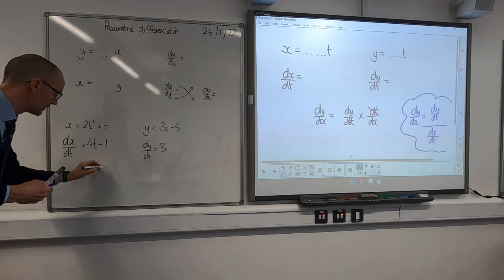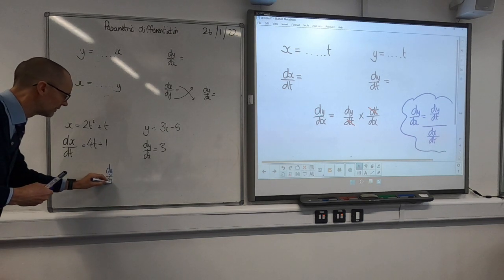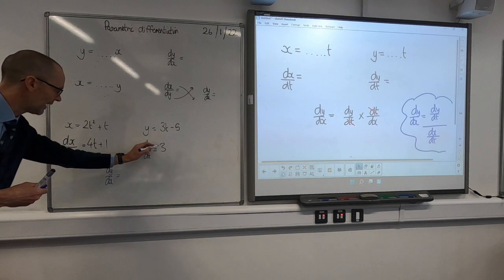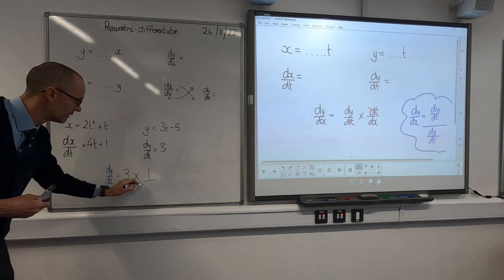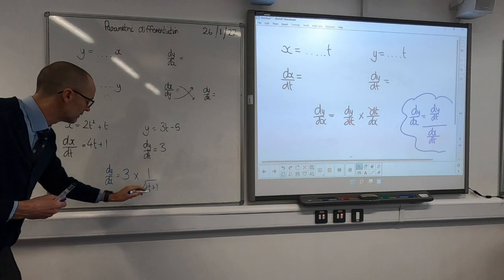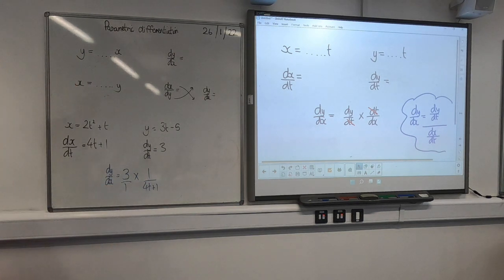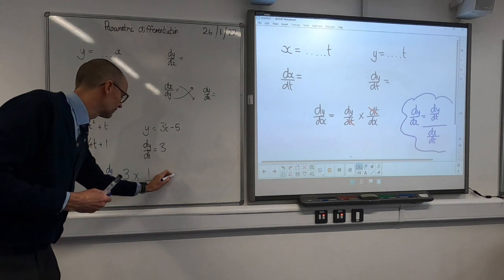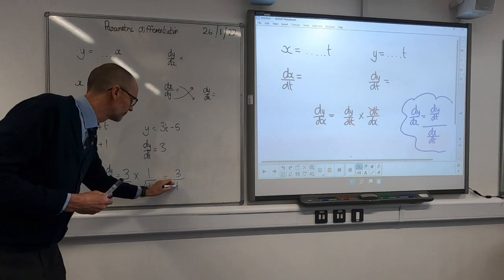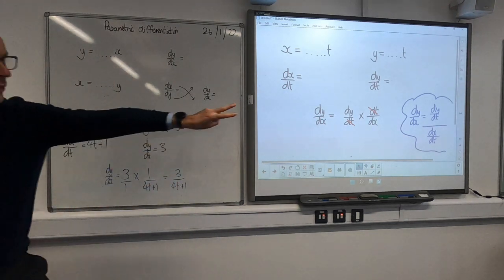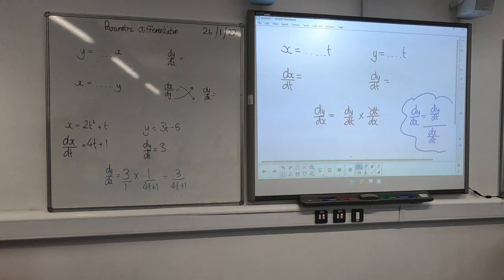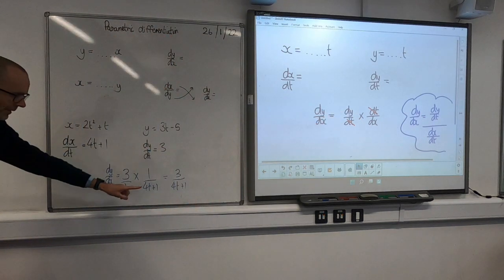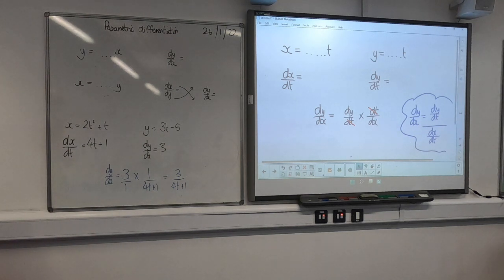And therefore dy by dx is that multiplied by 1 over that. And if you think of it like that, of course the alternative method is probably easier in this case, but I actually always do it that way. So this is my formula for the gradient.